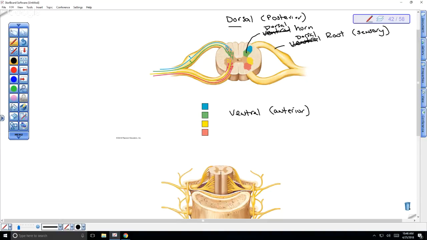Okay. Now, we have this little enlargement here, and this is what is called the dorsal root ganglion. So it contains cell bodies, because all ganglia, which are in the peripheral nervous system, contain cell bodies. So those would be the cell bodies of the sensory neurons. This is the sensory neuron.